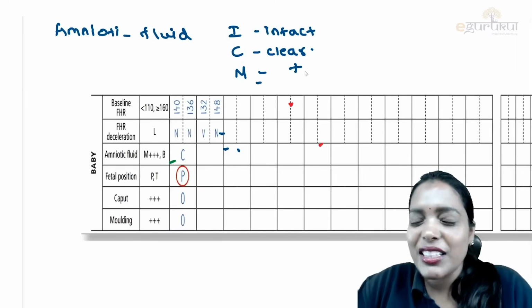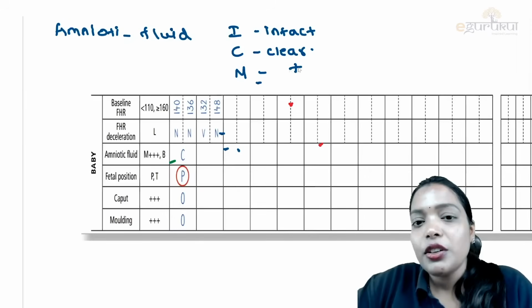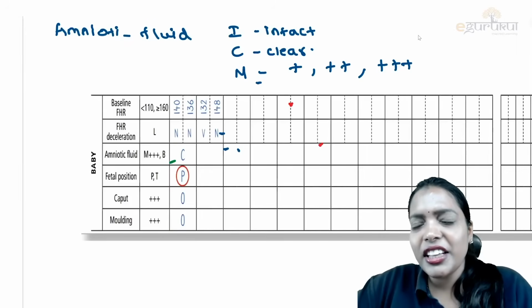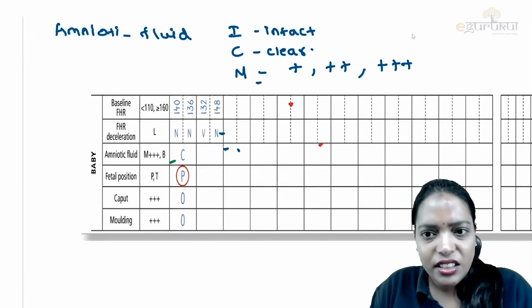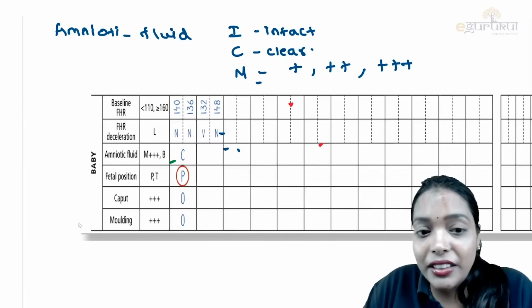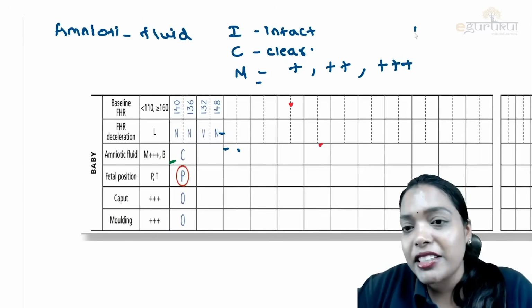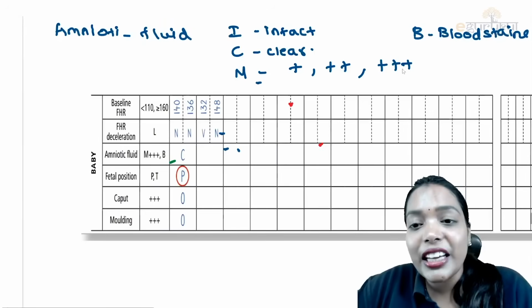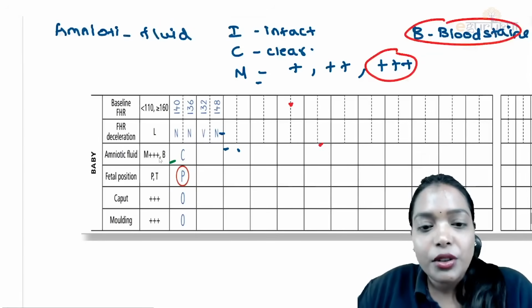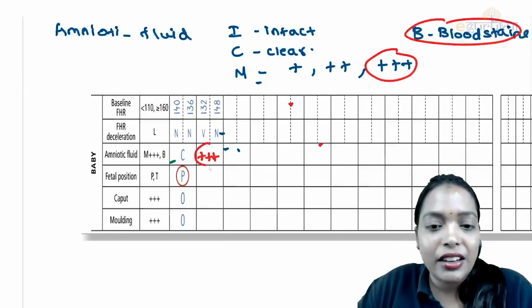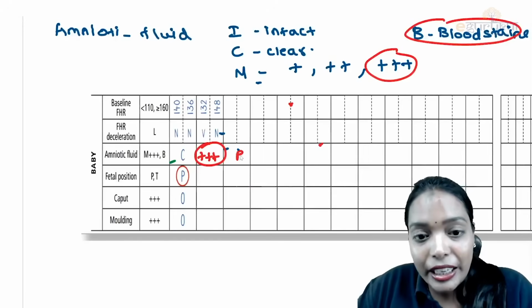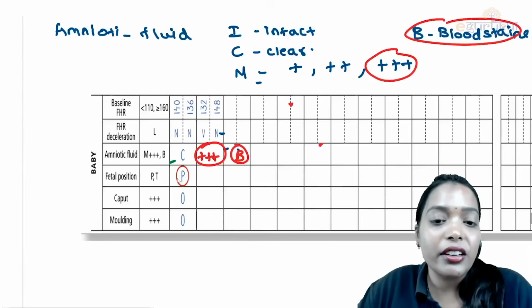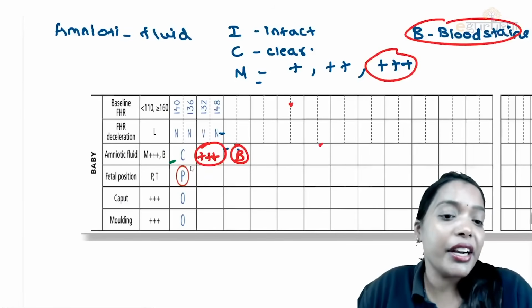So 1 plus is non-significant, very light green. 2 plus means you're seeing some flakes also. If it is thick like green palak sauce, then 3 plus. If you are seeing 3 plus or B, which means blood stain, that means again abruption, right? So if you see blood stained liquor or thick meconium, it is an alert. If you are writing plus plus plus, it's an alert. If you are writing B, also it's an alert. So these two are the alerts for the amniotic fluid.